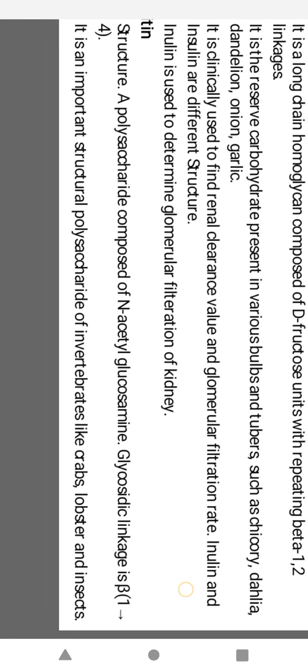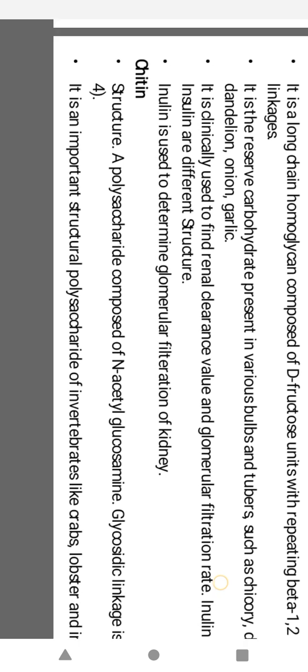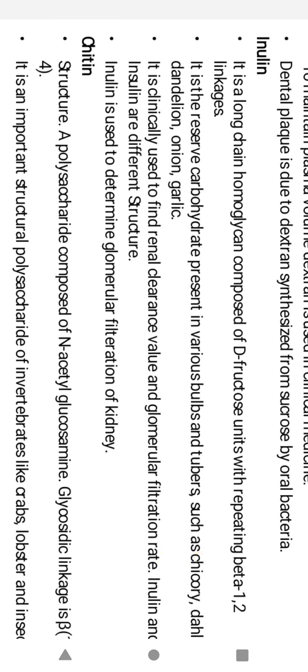Then we say about chitin. It is a polysaccharide composed of N-acetyl glucosamine, with glycosidic linkage of beta 1,4. It is an important structural polysaccharide of invertebrates: crabs, lobsters, and insects. So we take it in through seafood.